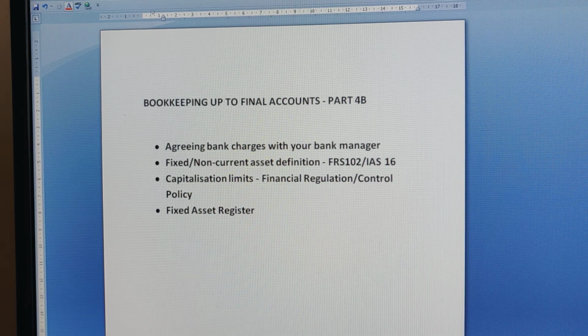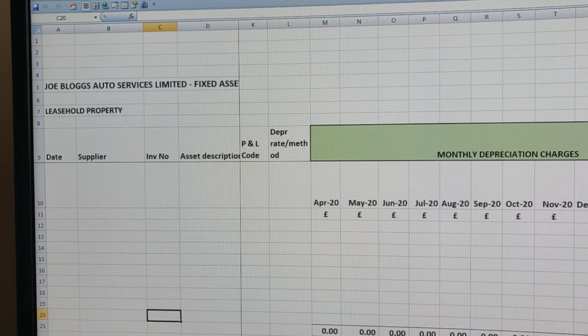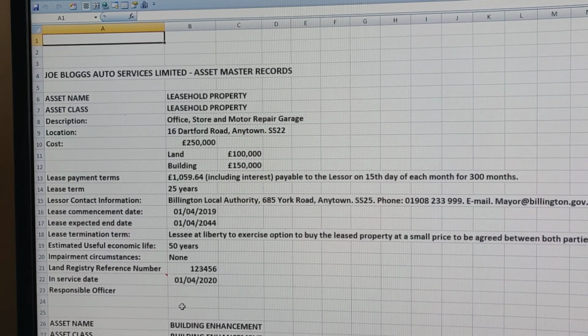Now, if I just move on and show you, when you have fixed assets, in addition to the record that you have in the nominal ledger about the transaction, you must also have what they call an asset register. An asset register looks like this. In the asset register, you have what they call the asset master record.